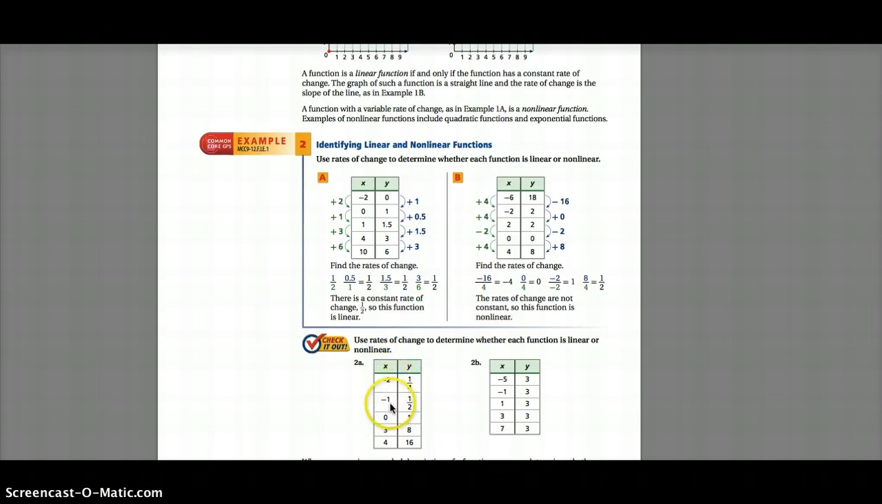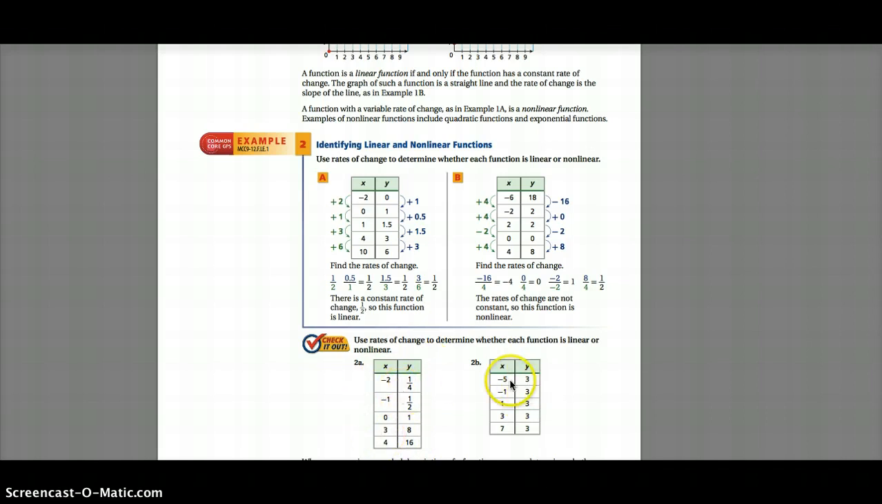From -2 to -1 is a change of 1, and from 1/4 to 1 is 1/4 over 1. And then if we look down here, we have 8 over 16, so that's going to be 8 over 1. So 1/4 over 1 and 8 over 1, that's clearly not going to be the same thing. So this one is not linear.